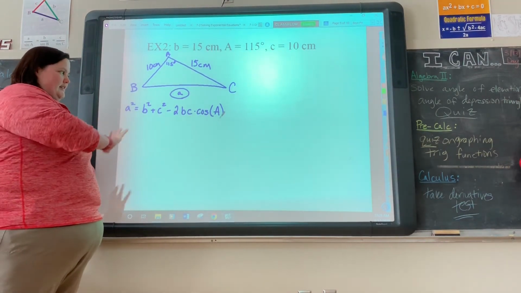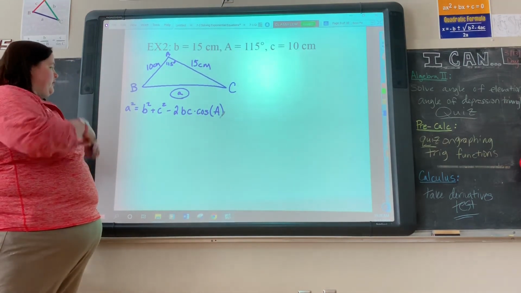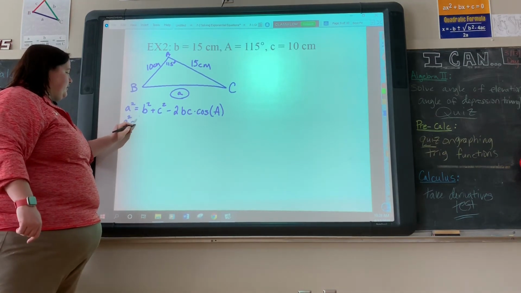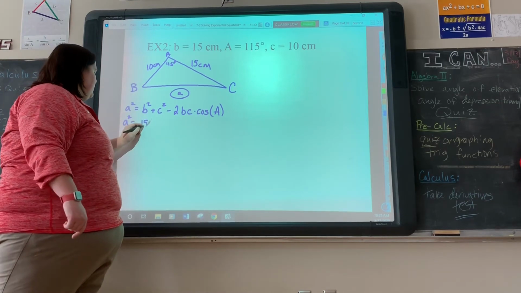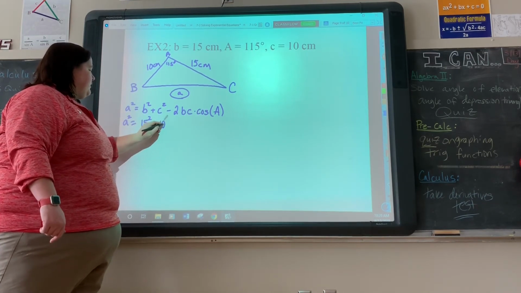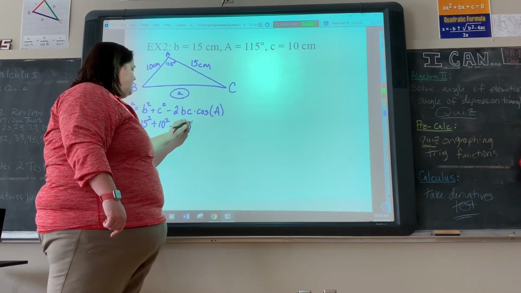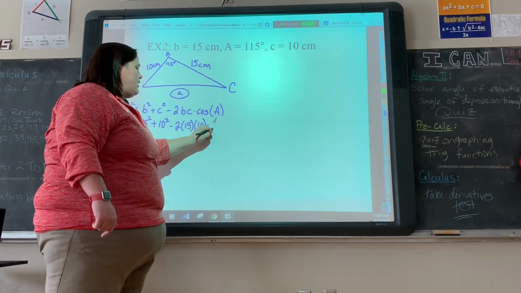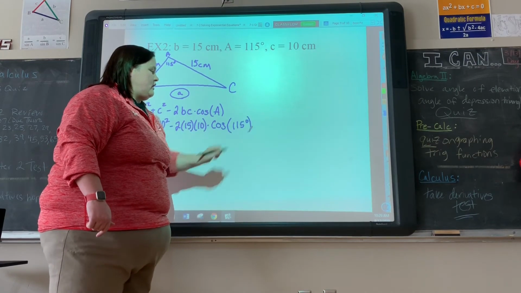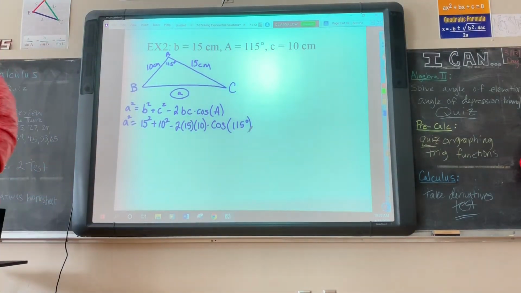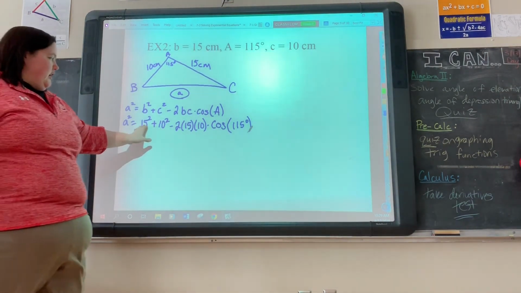Okay, so like I said, it's set up a little bit more user-friendly this way when you're finding a side versus an angle. So let's go ahead and work through it. So I'm going to leave little a blank. I don't know what that is. So then I have b squared. So b is 15 squared plus c squared, which is 10, minus 2 times 15 times 10. And then times, and I actually know the angle, so I'm going to plug in my 115 degrees into cosine. So like I said, that's what's a little bit different here, is I actually know that angle. So I actually know everything on this side.